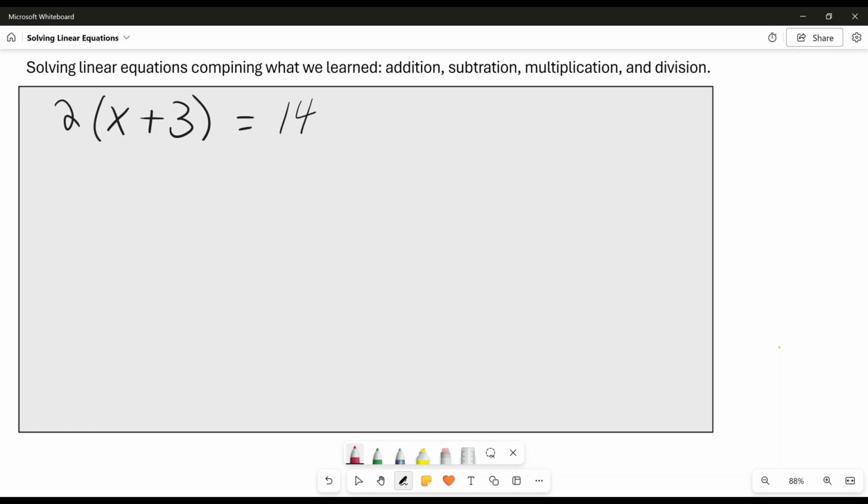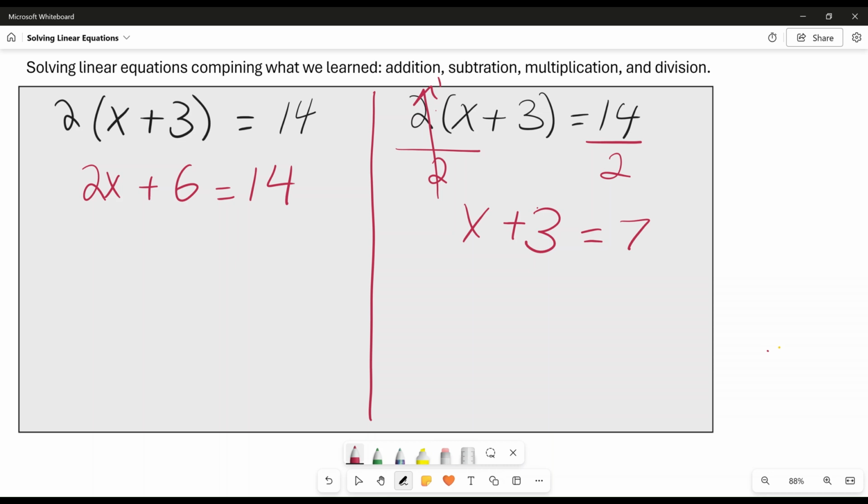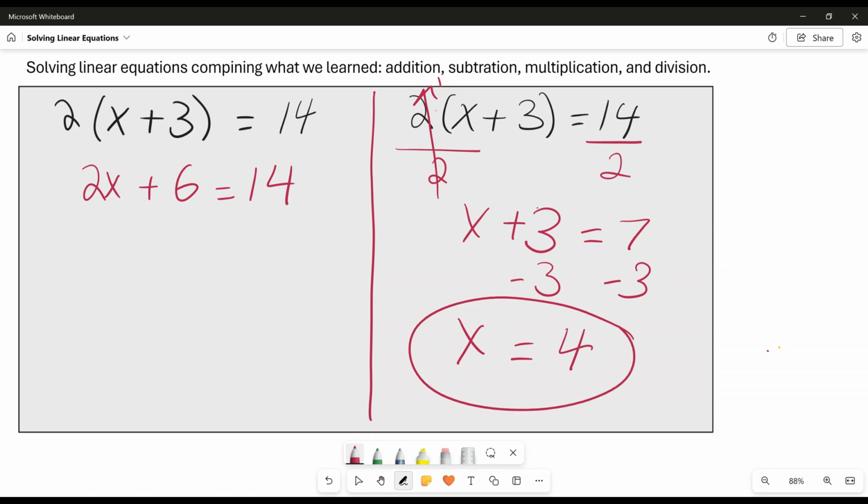So there are two approaches. Let me show you those two approaches. You could multiply the 2 out. So 2 times x is 2x. 2 times 3 is 6. Or you could get rid of that 2. This is a multiplied 2, so you divide by 2. Equals 7, because 14 divided by 2 is 7. And then you isolate your x by subtracting that 3, which is the opposite of addition. So x equals 4 is your final answer.